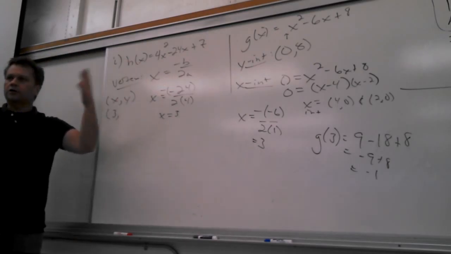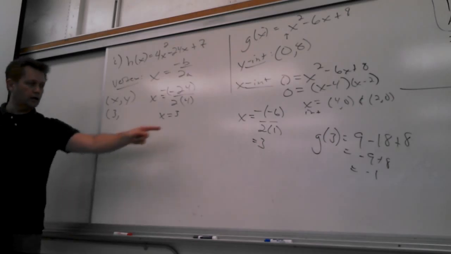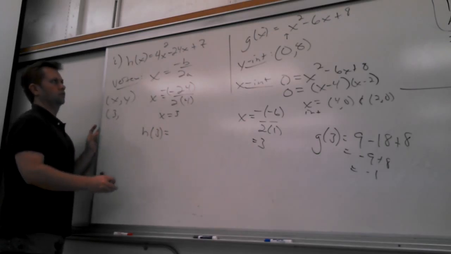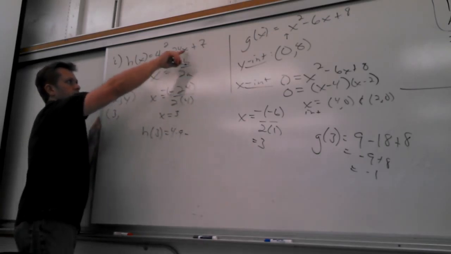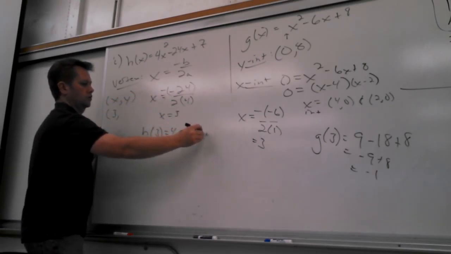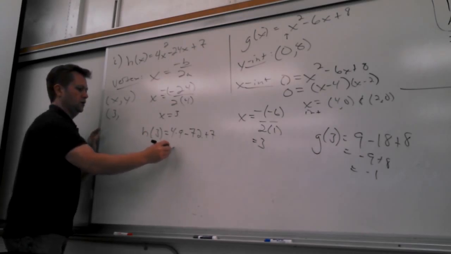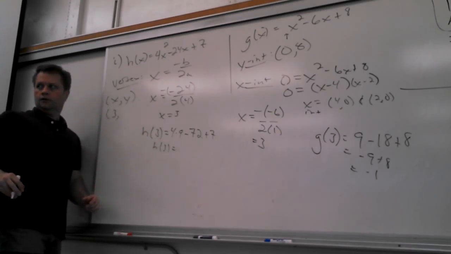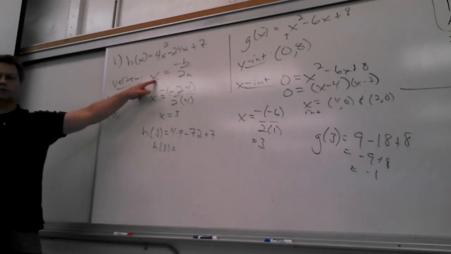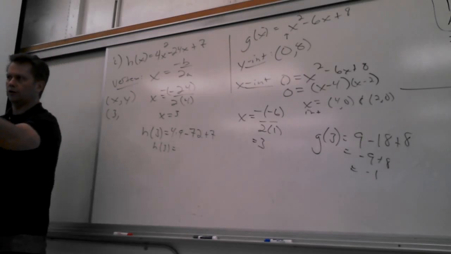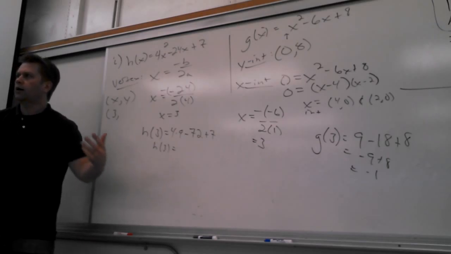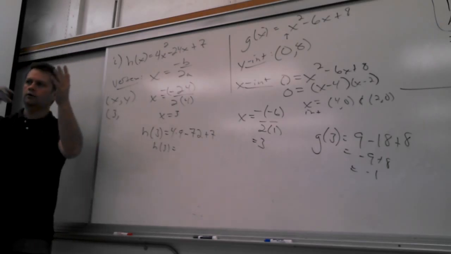How do I find the whole vertex? Plug in x. I know x is 3. So now I just plug it in. So h of 3. So this only finds you the x part of the vertex. Any vertex is a point and needs 2 parts. Well, if I know x, how do I find y? I just plug it in. That's how I always find y. If I know what x is, I plug it in and find y.